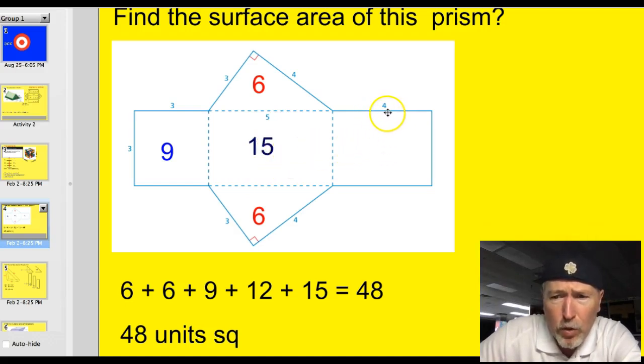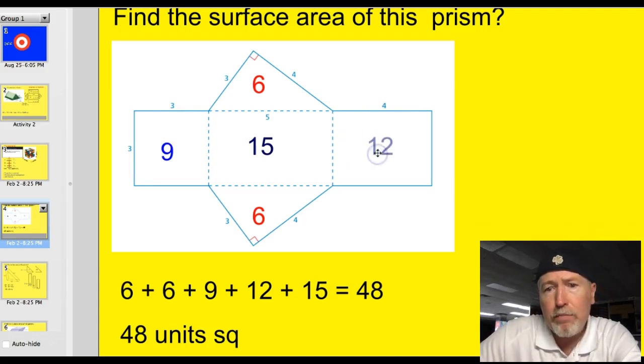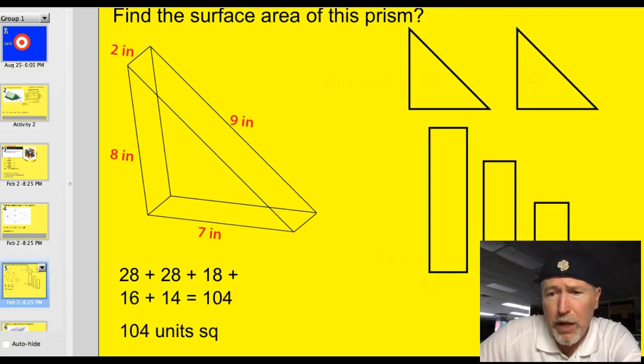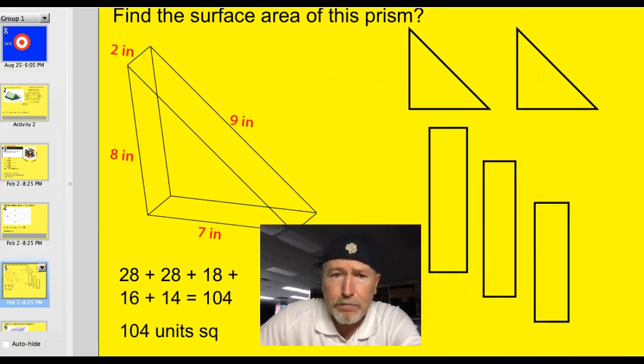This one over here, we have a total of 4 by 3. So we multiply those together, we have 12. We just take and add all of those guys up together. We get a total of 48 units squared. You still with me? Yeah, let's take a look at a little more traditional triangular prism. And I got to slide my picture over here to make this work, but I think you can handle it.